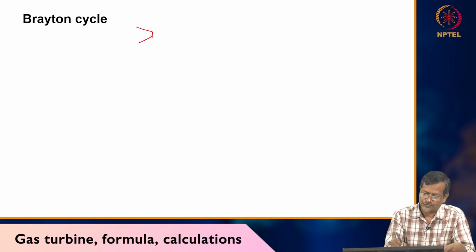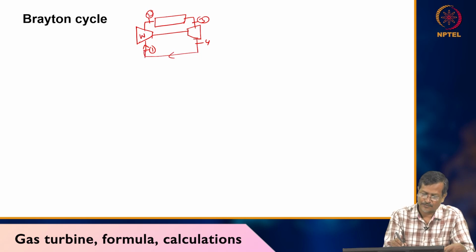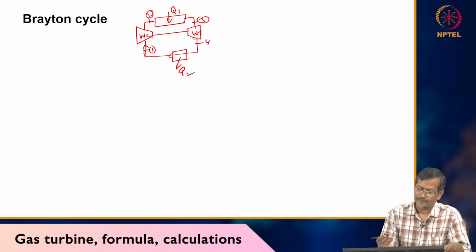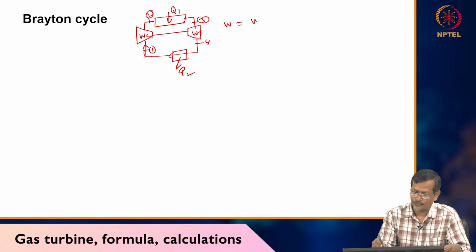Again, you should not forget this figure: compressor, combustion chamber, turbine expansion, 1 2 3 4. Instead of an open cycle, you can make it closed for temporary purpose. So W turbine, W compressor, heat coming in Q1, and heat rejection happening here. Net work output is W turbine minus W compressor.